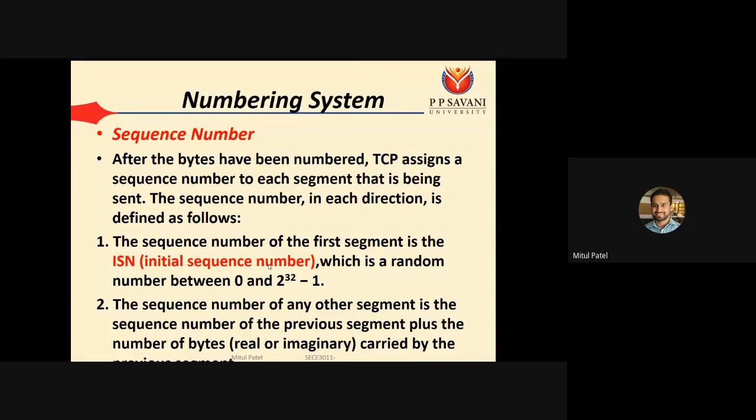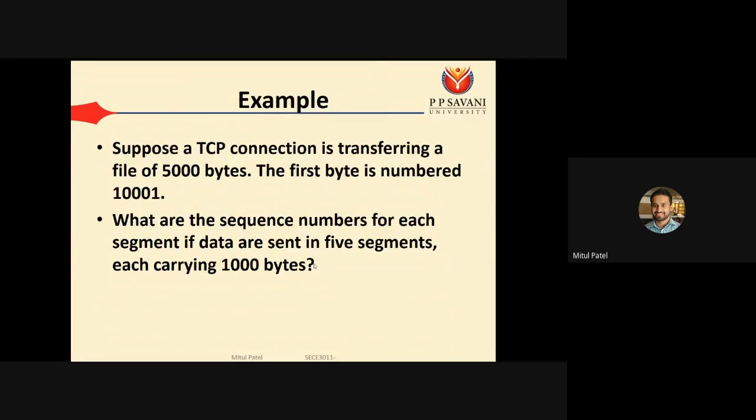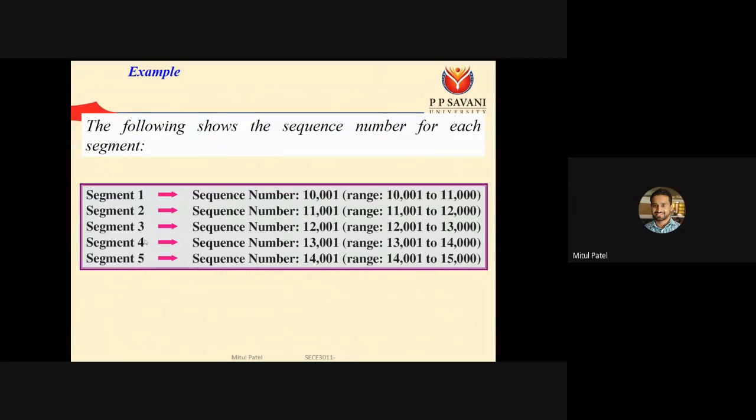Okay, so we need to identify each and every segment, and for that we are using the sequence number. The sequence number of the first segment is a random number between 0 and 2 raised to 32 minus 1. We have seen this figure: let's say one process has created 5 segments. Segment number 1 has sequence number 10,001, that is the initial sequence number.